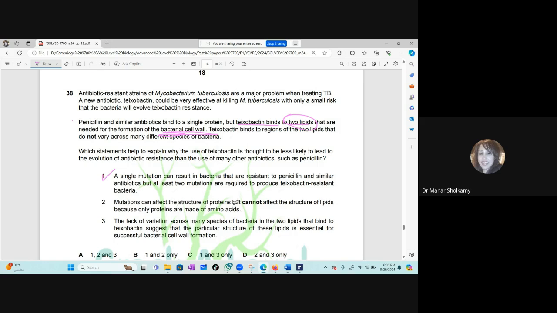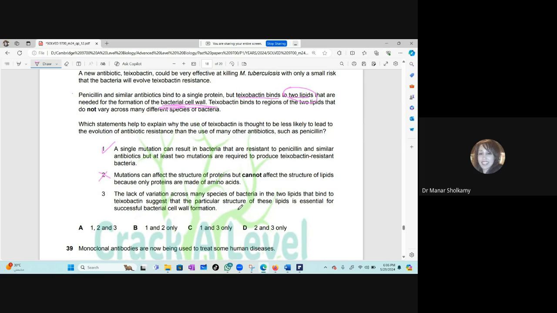Now, is two right or wrong? No, it's incorrect. You're right. It's incorrect because a mutation can affect anything. What if enzymes are needed in the making of those lipids, and these enzymes are mutated, so the lipids will not be made? So two is wrong. Once I am sure that two is wrong, a very easy way is to exclude any answer that has two. So I will exclude A, B and D. So the only answer left will be C.